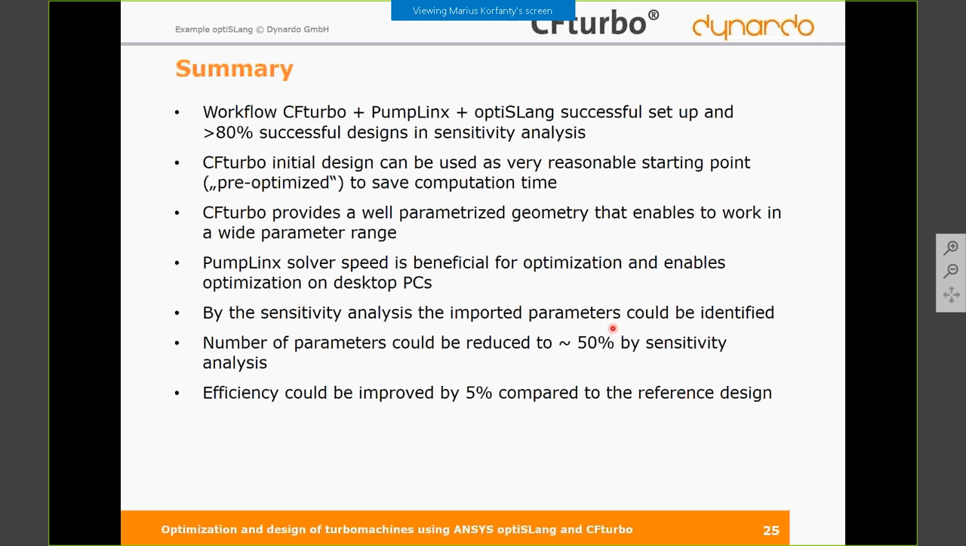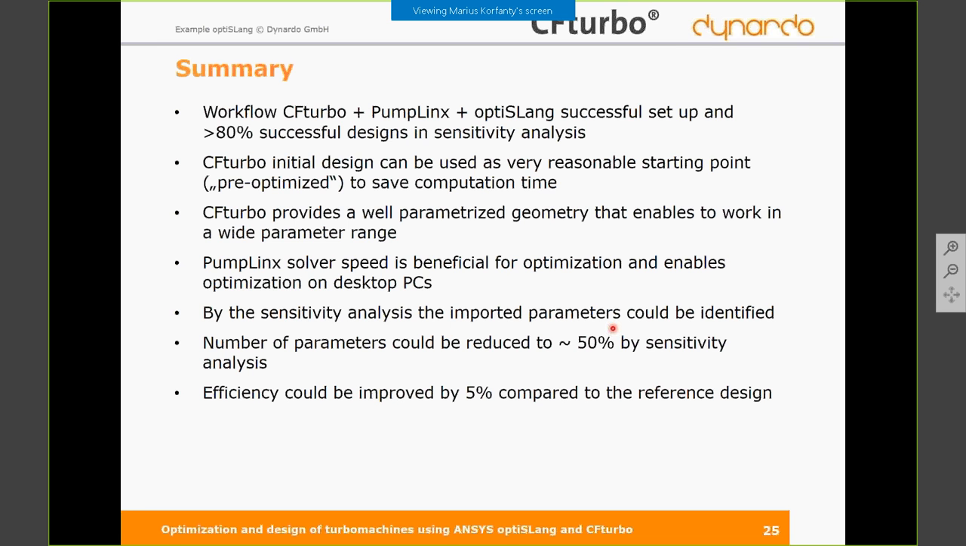So what we can conclude. The workflow, including CFturbo, pump links, and optiSLang, was successfully set up. CFturbo initial design can be used as a very reasonable starting point. CFturbo provides a well-parameterized geometry that enables to work in a wide parameter range. Pump link solver speed is beneficial for optimization and enables optimization on desktop PCs.